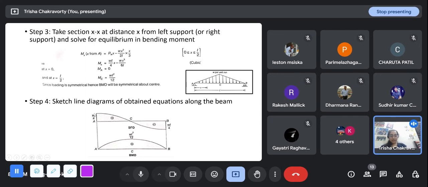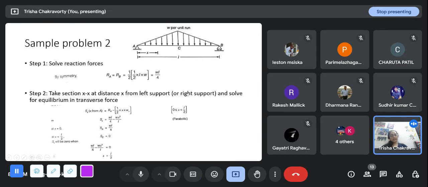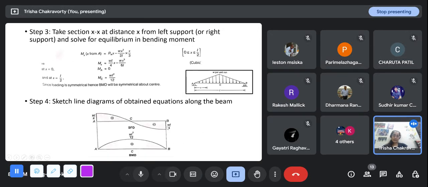So here I know WL by 4, here I know 0, and if you go from this direction, from the right direction, I encounter a force in the upward direction, WL by 4. So it will be minus in the shear force diagram. So this point will be minus WL by 4, and you join it by parabolas. So this is the shear force diagram.